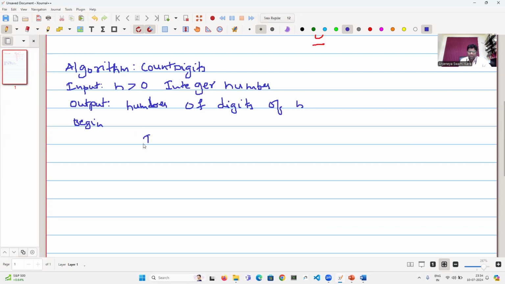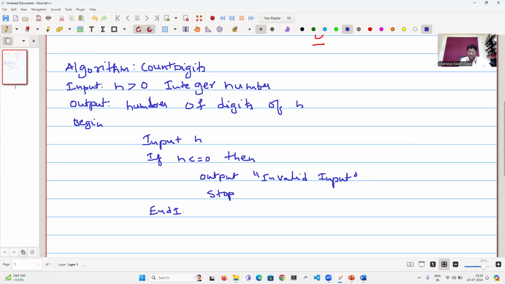Begin. Input n, we need to read the number n, and we need to do input validation. If n is less than or equal to 0, then output invalid input, and stop the program. This concludes the if statement.